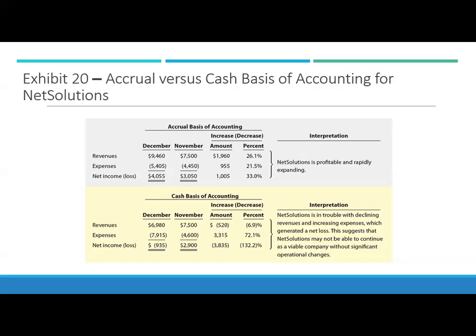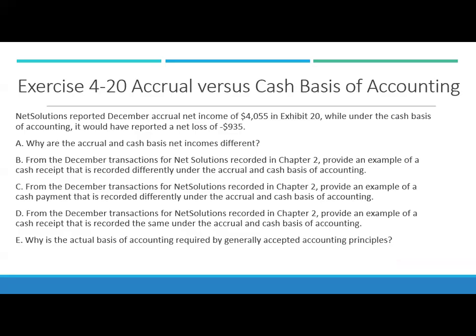Accounting is meant to be useful to the business and not take up too much time and resources that could otherwise be used elsewhere, right? It's meant to be useful. So that's why cash basis is sometimes used.